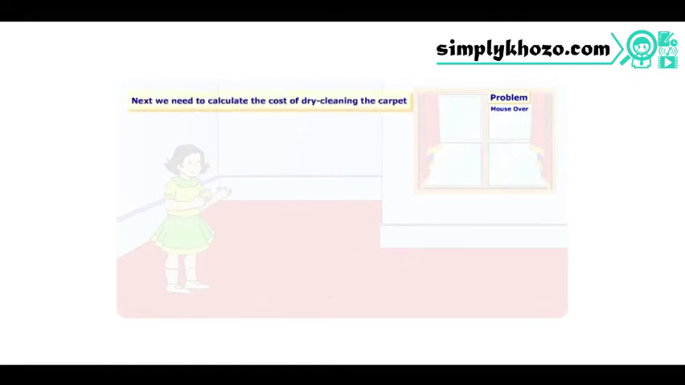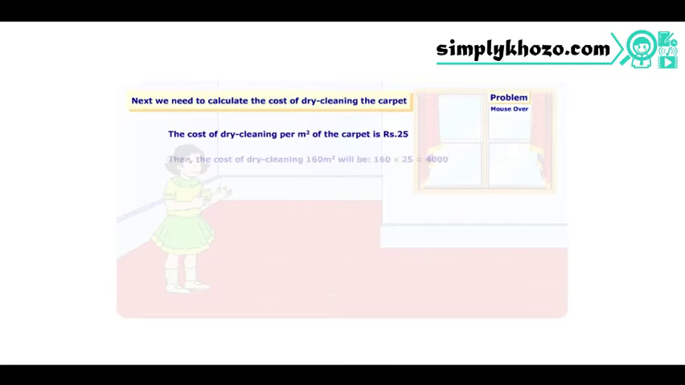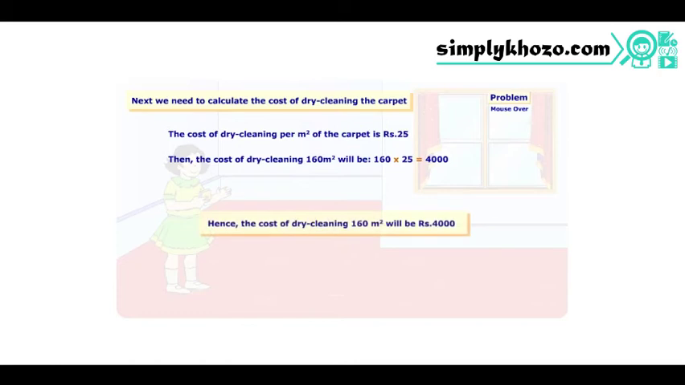Next, we need to calculate the cost of dry cleaning the carpet. The cost of dry cleaning per square meter of the carpet is Rs 25. Then the cost of dry cleaning 160 square meters will be 160 × 25, that is equal to 4000 rupees. Hence, the cost of dry cleaning 160 square meters of the carpet will be Rs 4000.